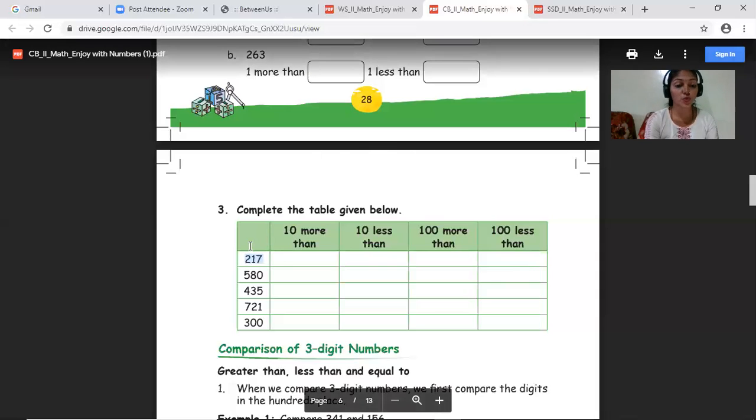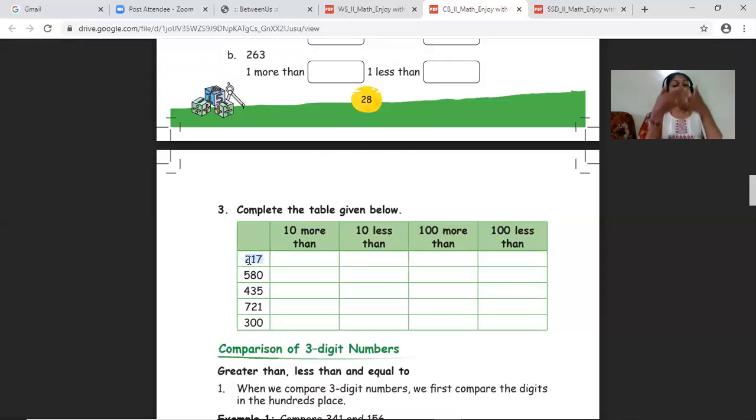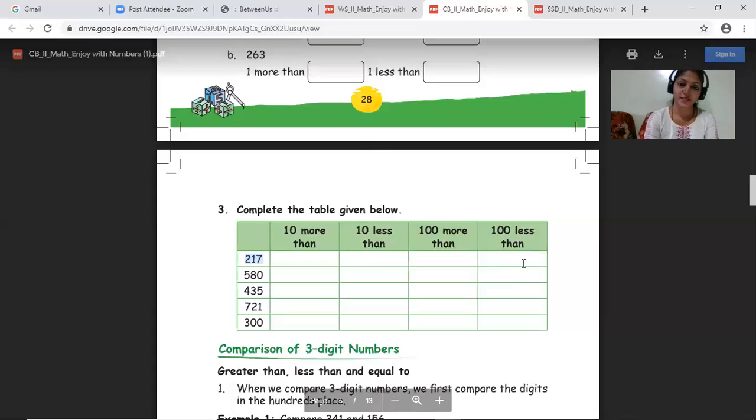Okay. Now the next one here, 100 less than. So coming back to 217, 100 less. Take one step back. We have 200. So 1 less, that becomes 117. Is that clear?